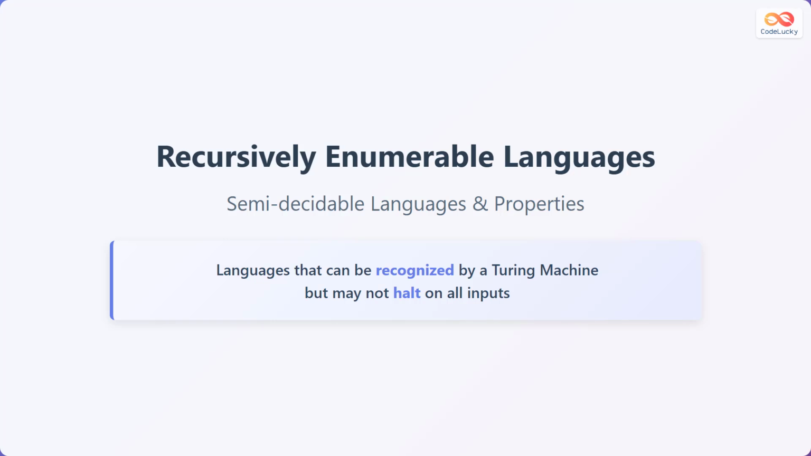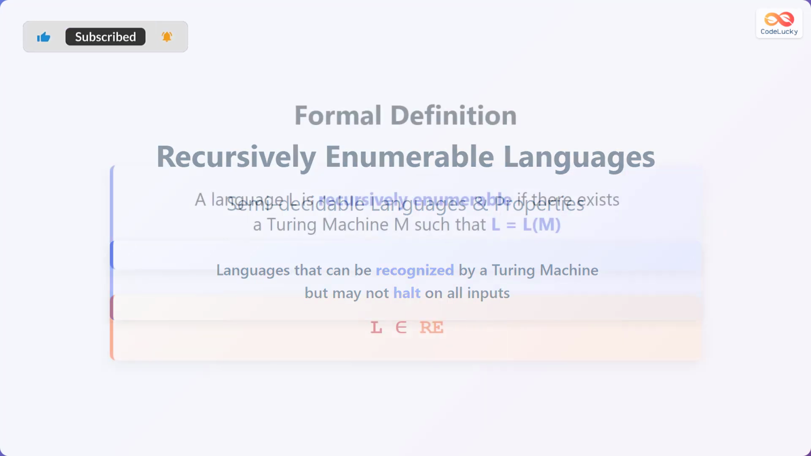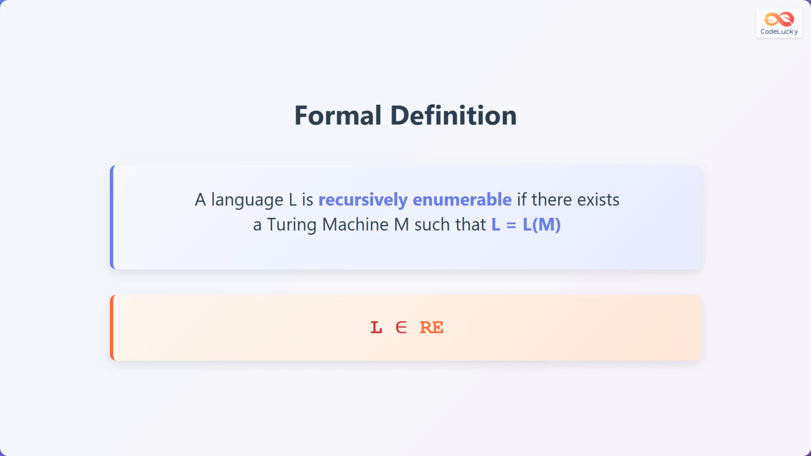Let us explore recursively enumerable languages, also known as semi-decidable languages, and some of their important properties. These languages are closely related to Turing machines. Formally, a language L is recursively enumerable if there exists a Turing machine M, such that L is equal to L(M). In simpler terms, a language is recursively enumerable if there's a Turing machine that can recognize it. We denote this as L belongs to RE, where RE stands for recursively enumerable languages.